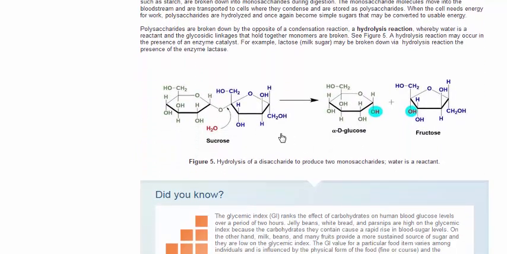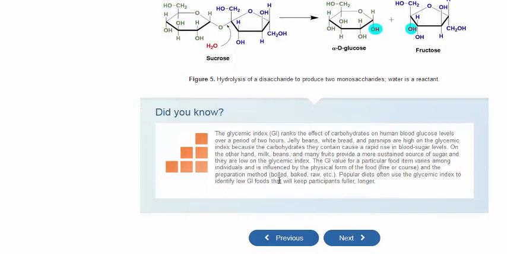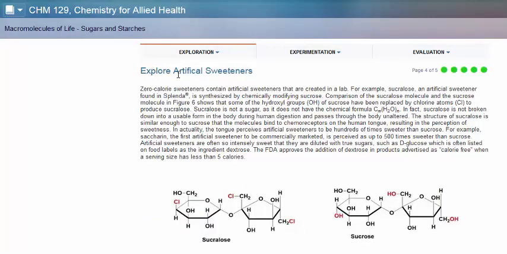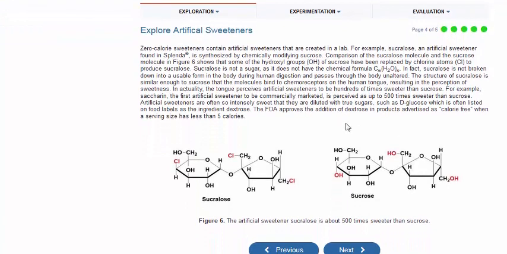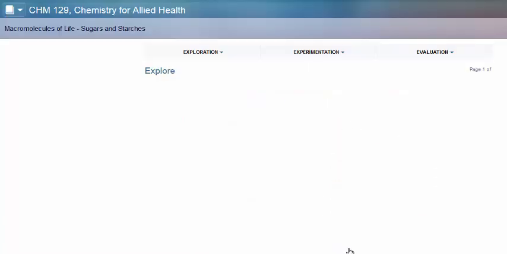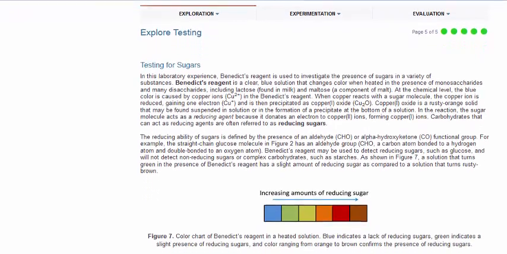So here they talk about the hydrolysis reaction that breaks down disaccharides and polysaccharides. And then this lab also talks about some other issues that we don't expressly address in the textbook. For example, glycemic index, as well as artificial sweeteners. Artificial sweeteners occur in our everyday life, so I think it's important to know a little bit about them, especially since we're talking about carbohydrates and sweeteners such as sucrose.